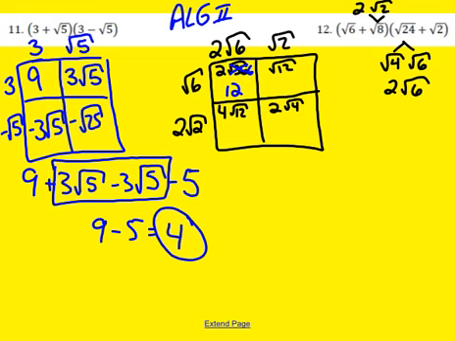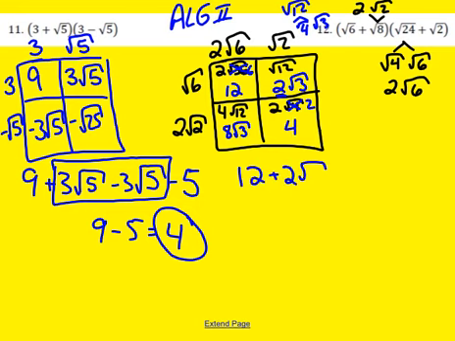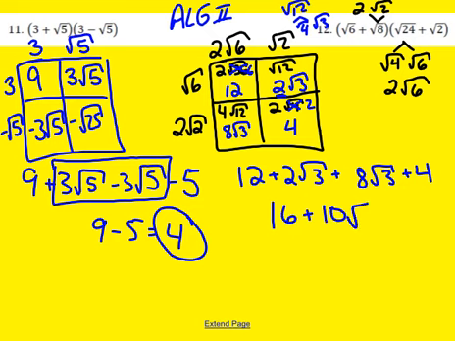When I see a square root 12, I think square root 4, square root 3. So this would be 2 square root 3. So the square root of 12 is 2 square root 3. I could take my 2 here and multiply it by the 4, so I would have 8 square root 3. And then the square root of 4 is actually 2, so 2 times 2 is 4. So now what I see is 12 plus 2 square root 3 plus 8 square root 3 plus 4. I see 16 plus 10 square root 3, which is the exact same thing Miss Johnson has.